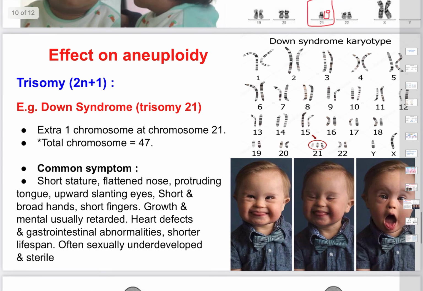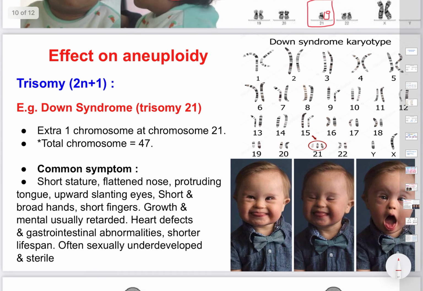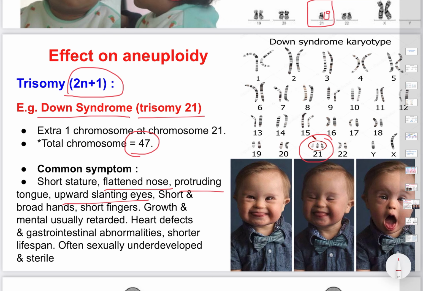While trisomy, okay, keadaan trisomy ni mungkin awak familiar. Trisomy adalah a condition where a person has one extra chromosome. So contoh penyakit dia adalah Down syndrome ataupun nama lain dia adalah trisomy 21, where it has one extra chromosome at chromosome 21. So it causes the total chromosomes of that person to be 47. So the symptoms: it has a flattened nose, protruding tongue, upward slanting eyes. So as you can see from the pictures here.